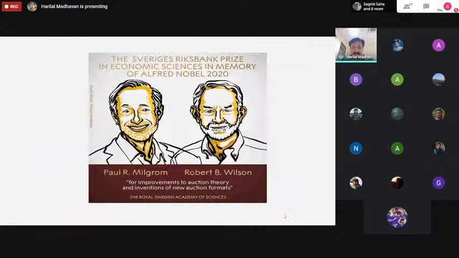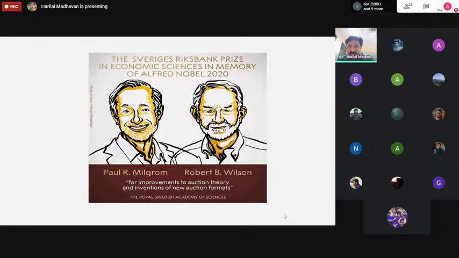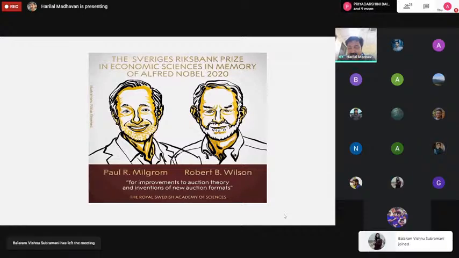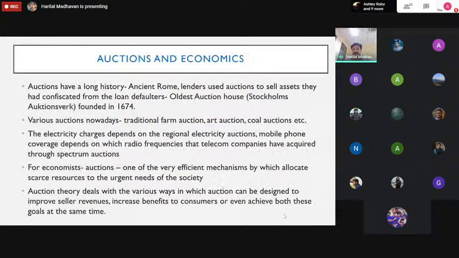The award has been given, in the committee's words, for improvements to auction theory and inventions of new auction formats. Auction theory we can consider a kind of esoteric branch of microeconomics, if you think about which branch of economics it belongs to. I'm sure most of my students are quite aware of microeconomics, because they have done at least part of it in the second semester. So it's closely related to microeconomics, and it's mostly dominated by the game theoretical approach. The committee noted that they did not just come up with the original ideas of auction theory, but played a crucial role in implementing these ideas. So in terms of both theoretical and practical concerns, both have contributed quite a lot to improvements in our understanding of auction theory.